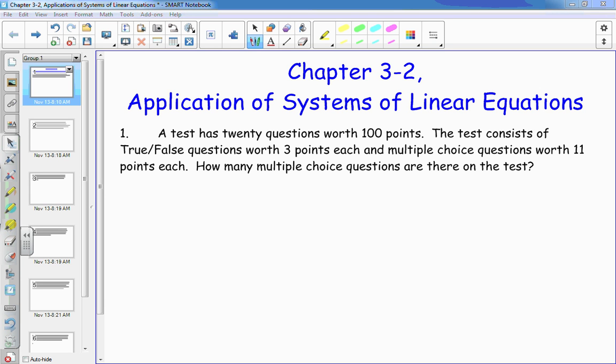Chapter 3.2, Applications of Systems of Linear Equations. This is what the worksheet's for tonight. Now, this is number 1. All right, you guys already have this downloaded?